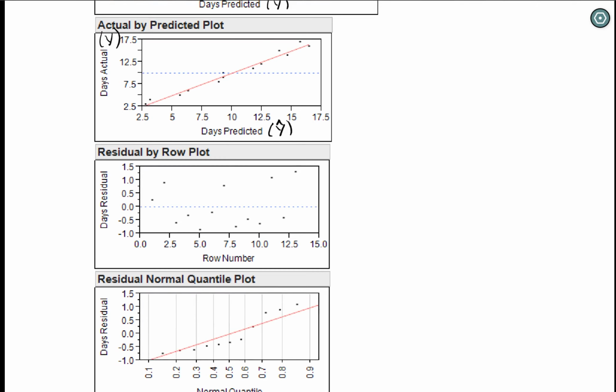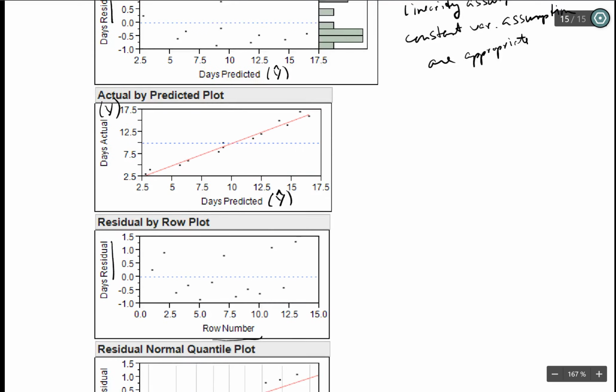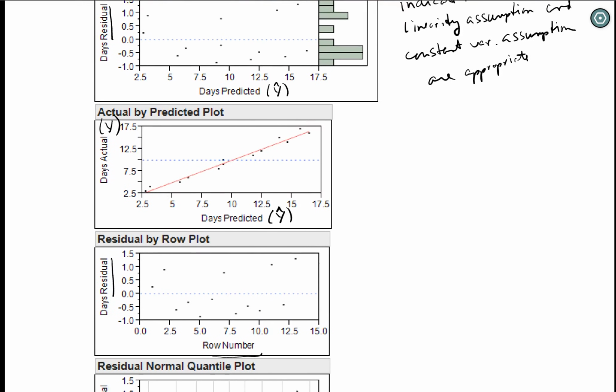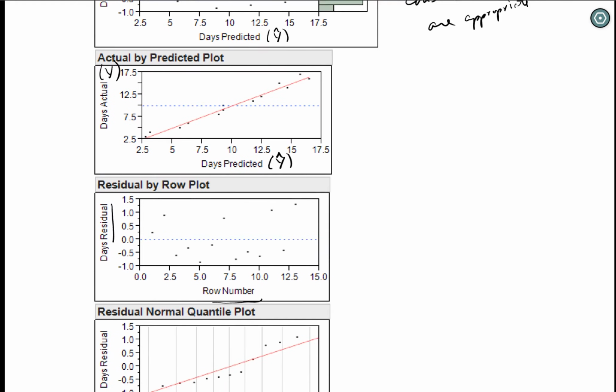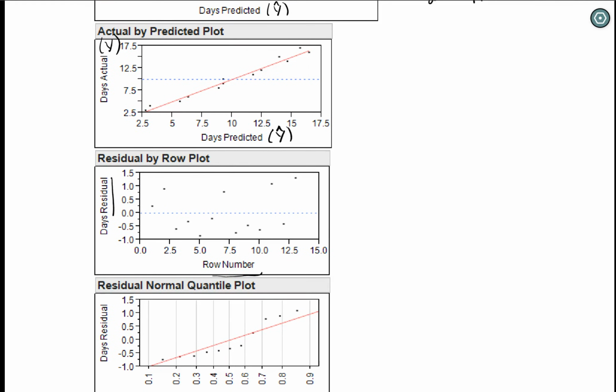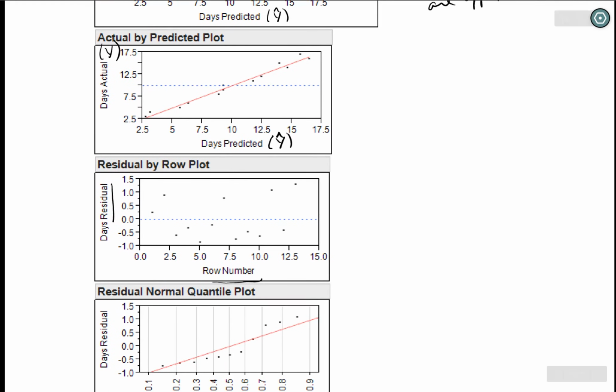This third plot here, residual by the row plot, it's the residual by the row number there, and this indicates that we don't really see a pattern here, but that the independence assumption would be reasonable here.